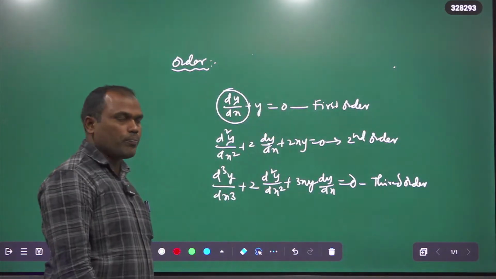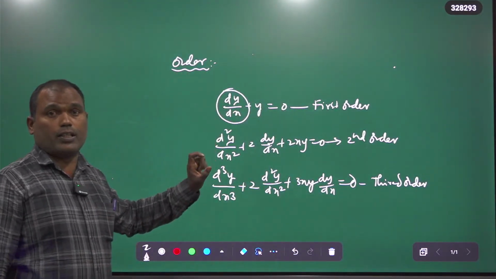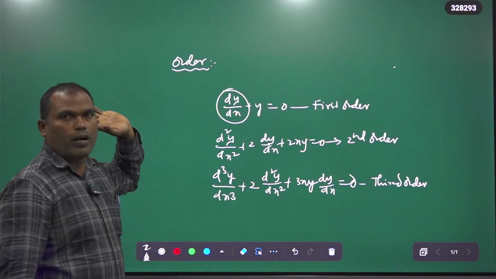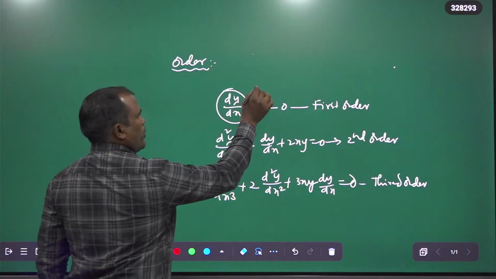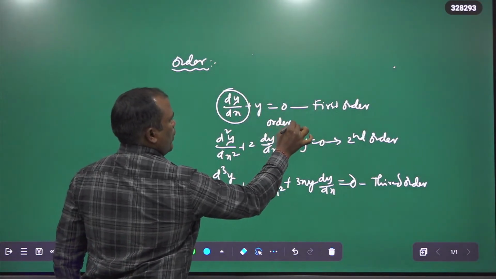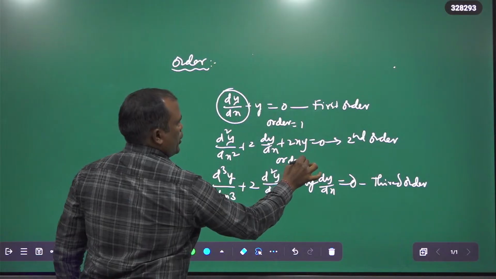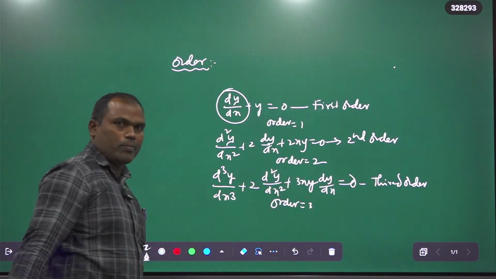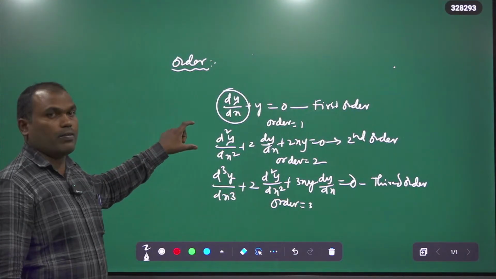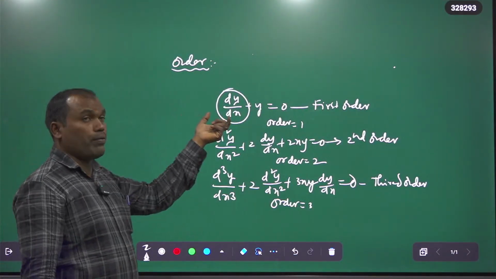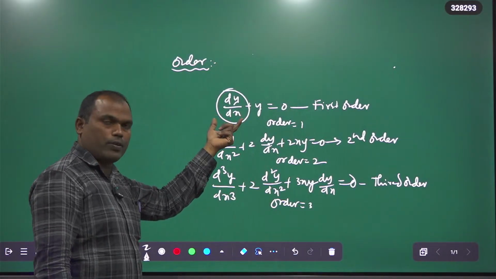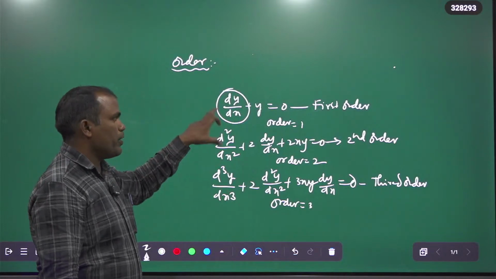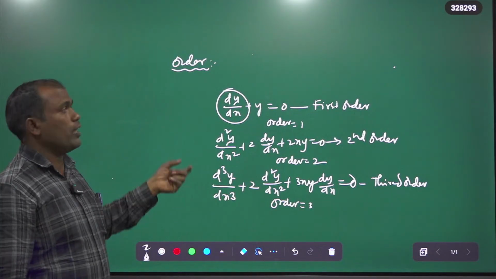differential equation. A derivative of a given differential equation is called order. So here order is 1, here order is 1, here order is 2, here order is 3. So order means a differential equation has a derivative. Here only a first derivative, this is a second derivative, this is a third derivative. So depending on the derivative, we can say the order.